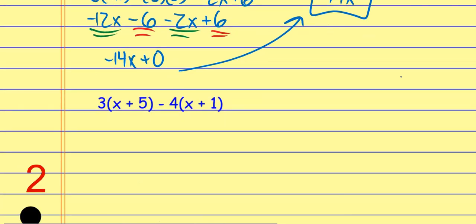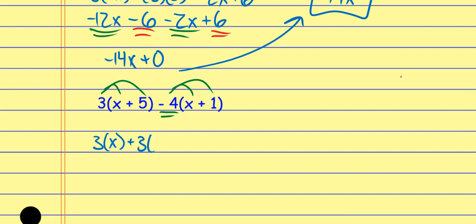Last one, if I look at this guy. Again, I'm going to use my distributive property, so I'm distributing this 3. Over here, be careful. I'm distributing that entire thing. That's a minus 4. Make sure you include the sign. We don't want to drop that sign. That negative sign, that minus sign has to go with the 4 as it gets distributed. Okay? So here, that gives me a 3 times x plus a 3 times 5. Over here, that gives me a negative 4 times x, and then a negative 4 times 1.